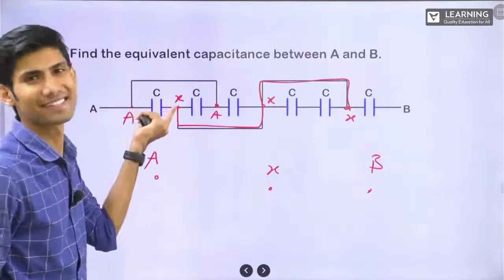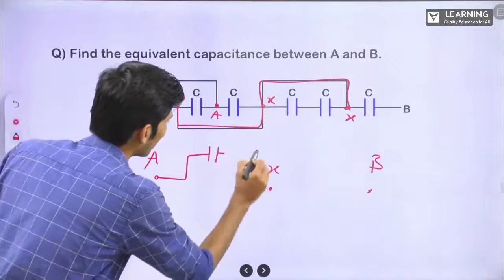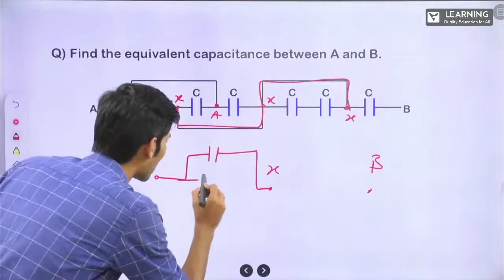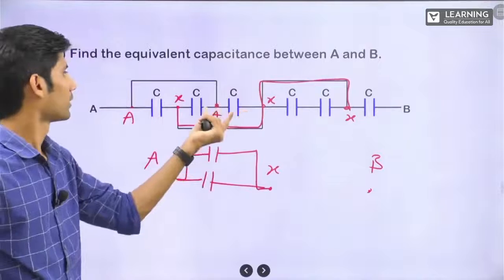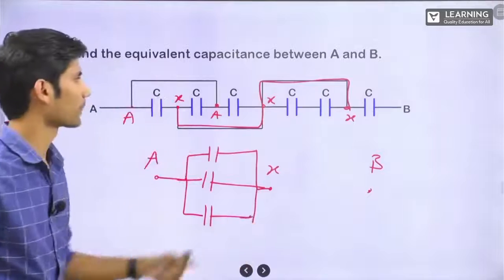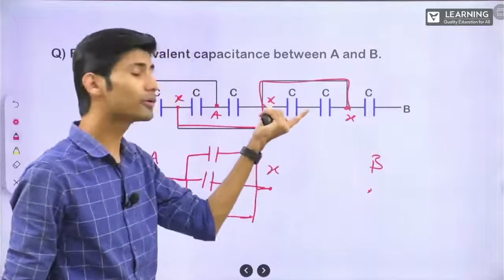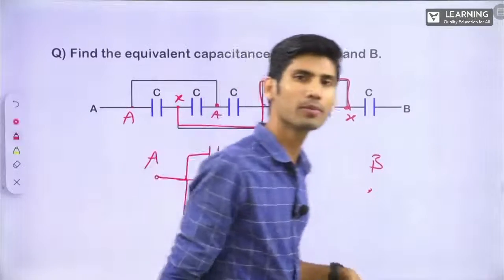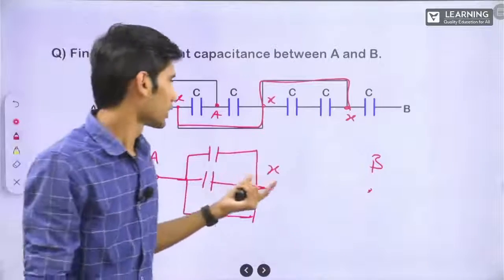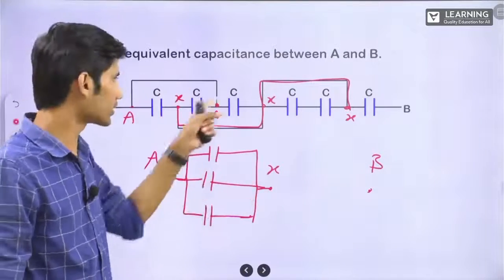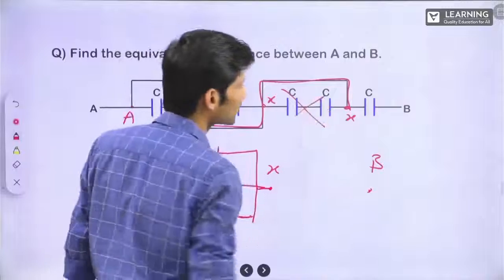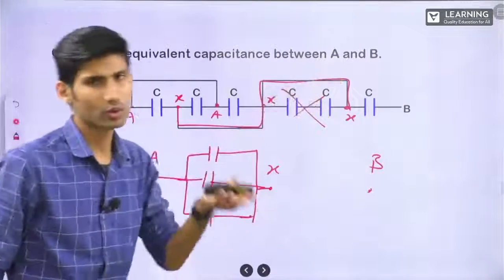This capacitor is between A and X, right? This capacitor is also between A and X, correct? This capacitor is also between A and X. Correct? Now these 2 capacitors are between X and X. How is this possible? Between one point only, 2 capacitors. Either there should be 2 points, then only the term between can come, right? X and X, this is invalid. This doesn't exist.